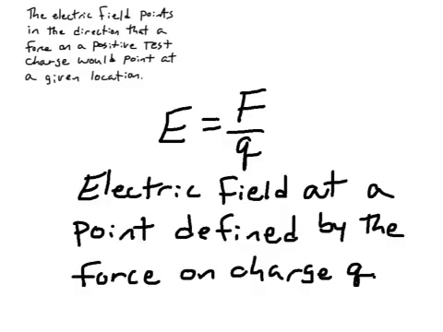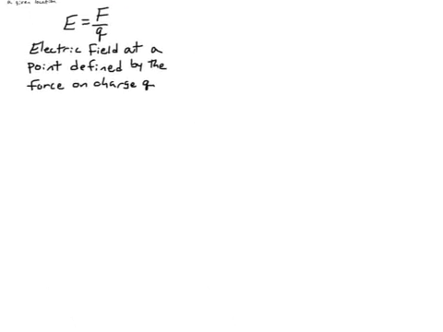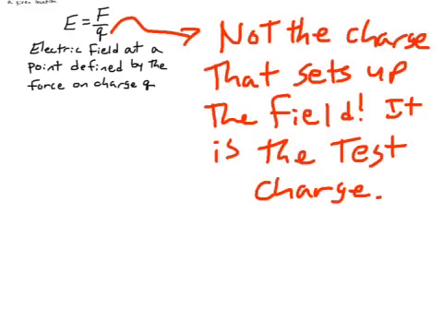Our expression for electric field is E equals F over Q. So this is the electric field at a point as defined by the force on the charge Q. It's important to note here that this charge Q in this equation is not the charge that sets up the field. The Q is the test charge that we place in the field.